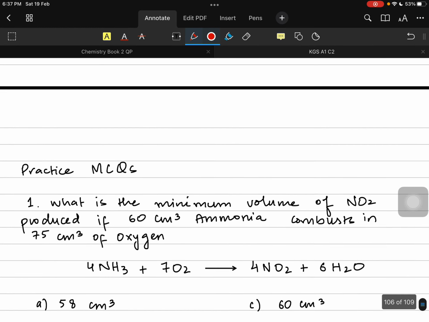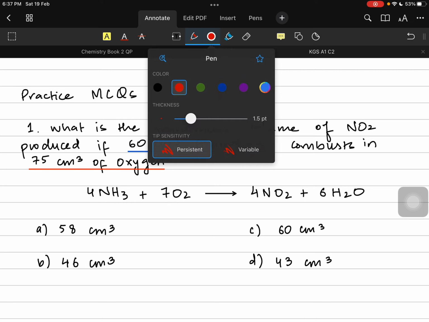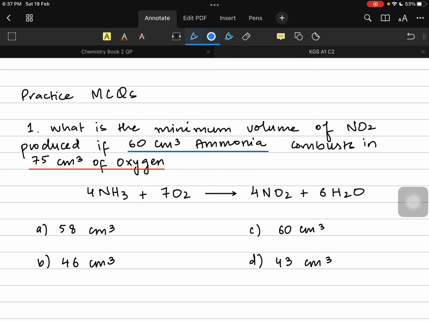Let's try one more question. Now this is actually an MCQ. I made that up. What is the minimum volume of NO2 produced if 60 centimeter cube of ammonia combusts in 75 centimeter cube oxygen? So we have the volume of oxygen and we have the volume of ammonia. We don't know which answer to pick, right? So we will apply the ratio because it's an MCQ. You don't need to find the moles and apply the ratio.